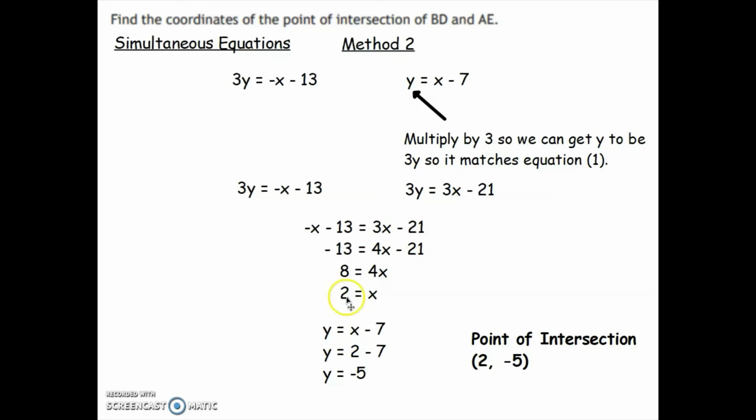Now, because x equals 2, I can then find my y coordinate. And again, you can pick any of the equations you've got. I'm personally going to pick this one here because it's the easiest to work with. So y equals x minus 7. I substitute in x equals 2. y equals 2 minus 7. So y equals negative 5. And therefore, my point of intersection is (2, negative 5). And it's the same answer as I did in the previous method. So either of those two methods are perfectly acceptable.